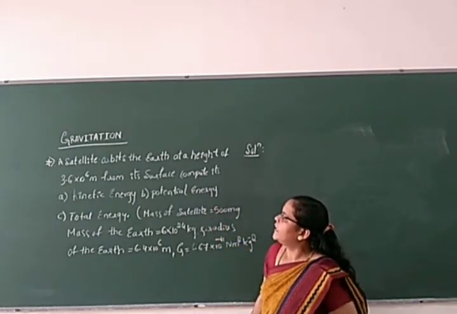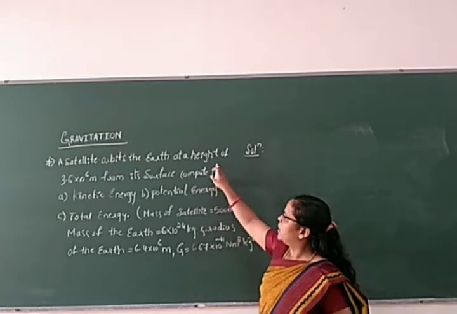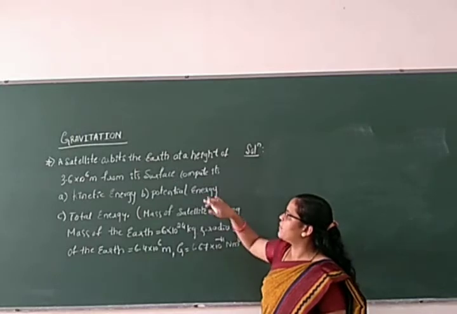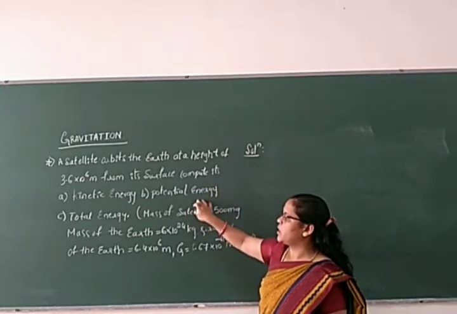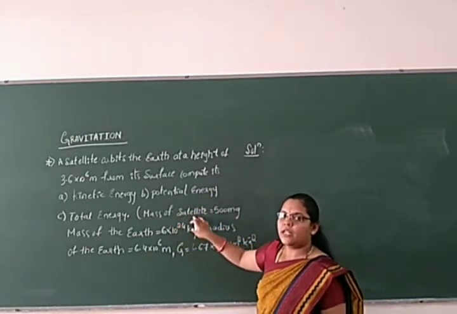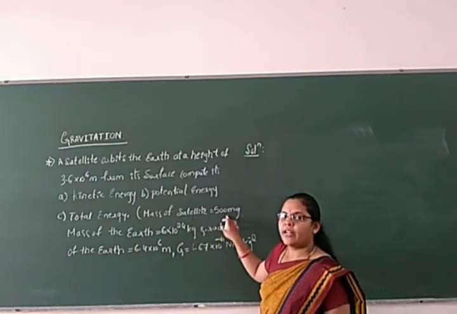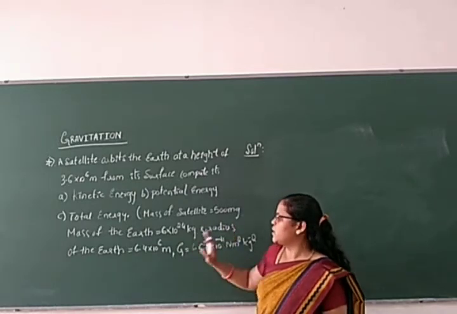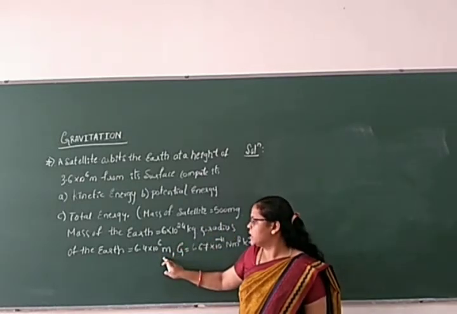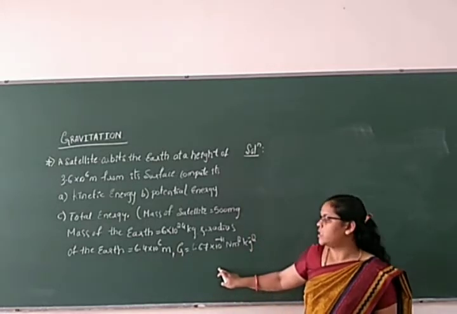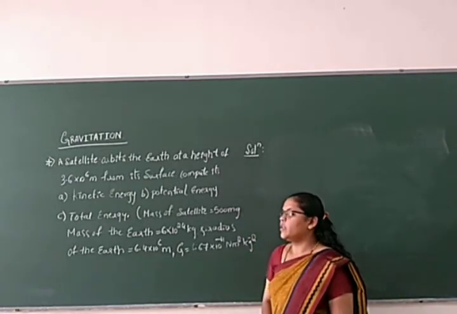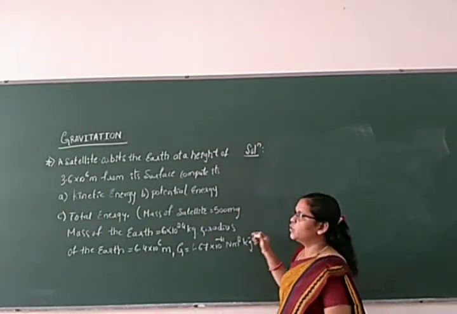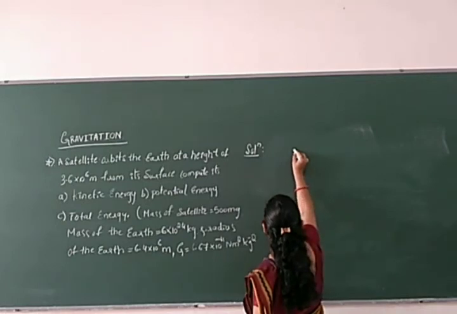A satellite orbits the earth at a height of 3.6 into 10 to the power 6 meter from its surface. Compute its kinetic energy, potential energy and total energy. The given data are: mass of the satellite is 500 grams, mass of the earth is 6 into 10 to the power 24 kg, radius of the earth is 6.4 into 10 to the power 6 meter, and gravitational constant G is equal to 6.67 into 10 to the power minus 11 Newton meter square per kg square. Before going to the solution, let us frame the diagram.